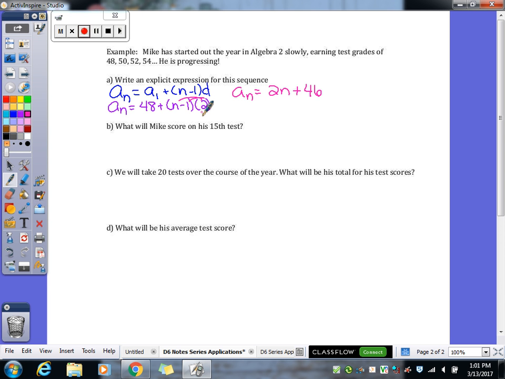Now some people just like to jump to this, and they remember that this is like a linear equation where you've got your slope and your y-intercept. If you want to do it that way, that's fine also. Whatever gets you there.